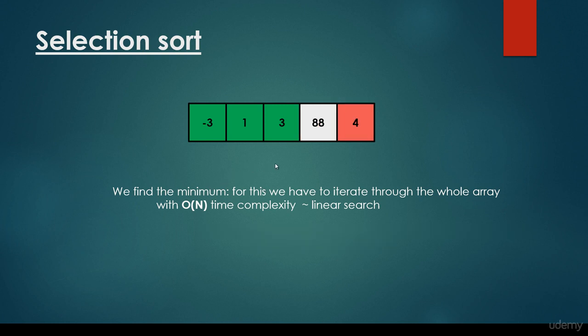What about 88 and 4? Of course 4 is the smaller one, we swap them, okay. And we consider the last item in the unsorted subarray. So this is how we sort a given one-dimensional array of integers with the help of selection sort.